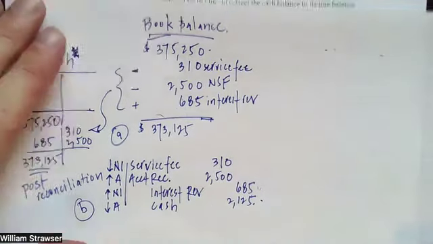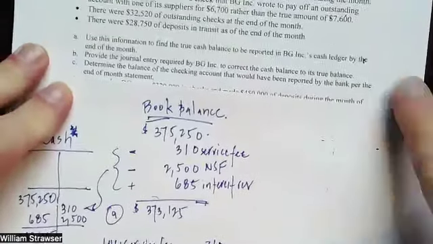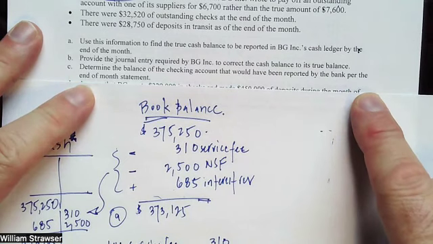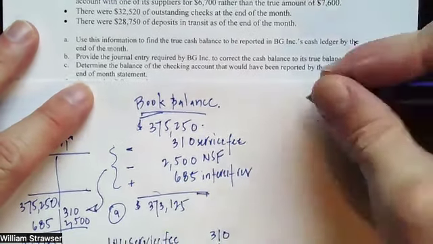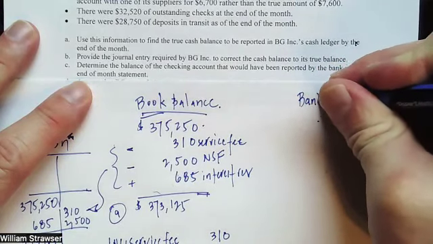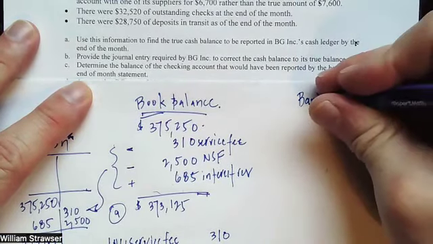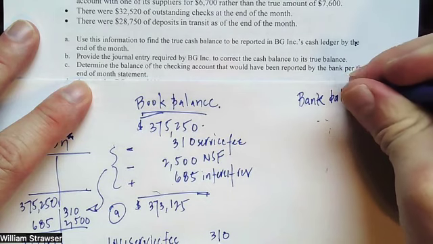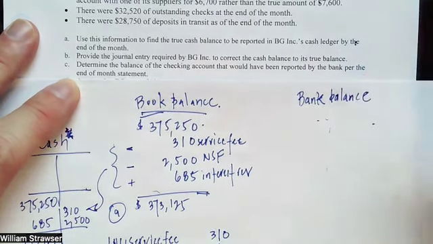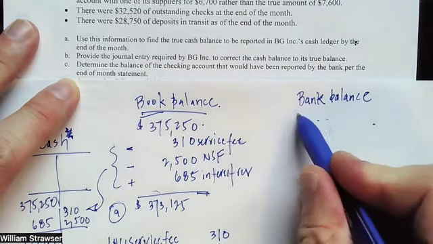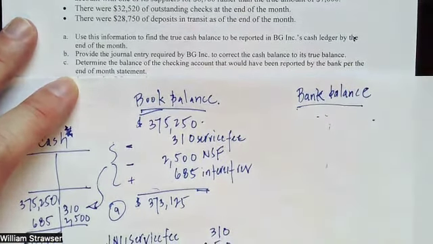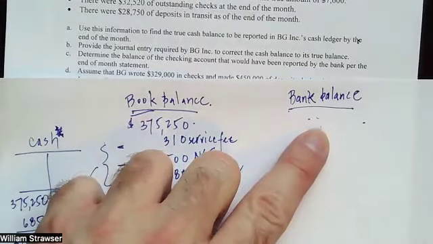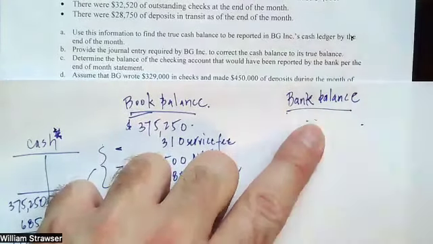All right. Part C. Determine the balance of the checking account that would have been reported by the bank per the end of month statement. So now this is asking me for, and again, understanding the process and knowing the narrative of what we're doing can help you identify what am I looking for? Because I've had people read that before and they're like, what are you asking me for? And I'm like, well, I'm asking you for the bank balance at the end of the month, because we're using end of month balances. This is what we would get on our bank statement. We'd see where our account was.